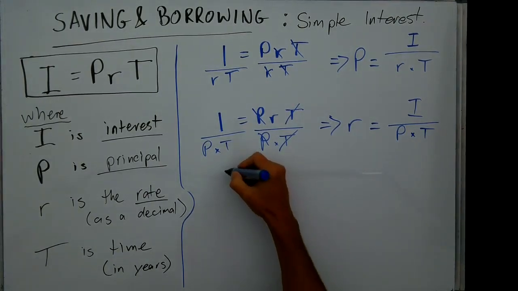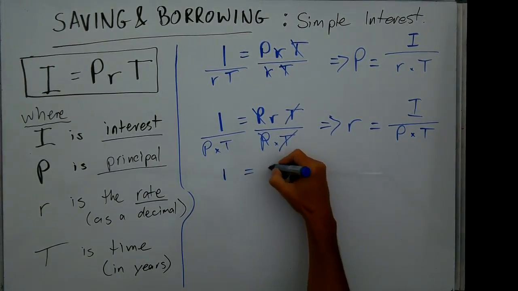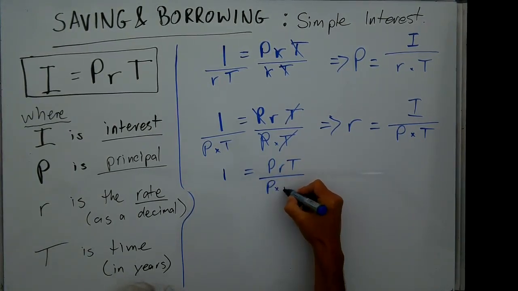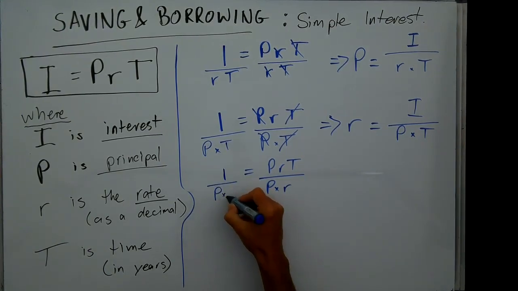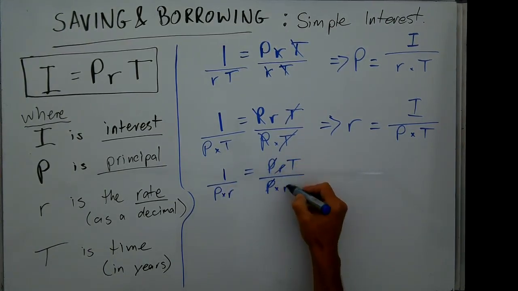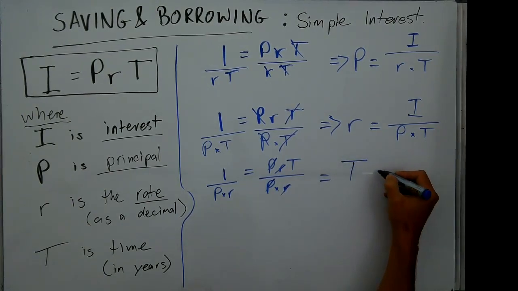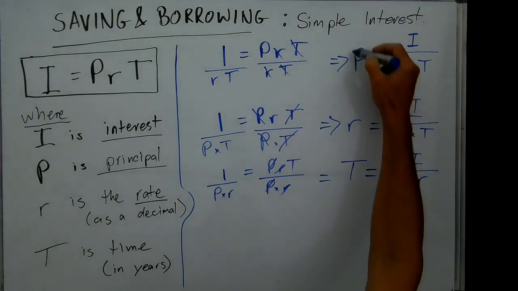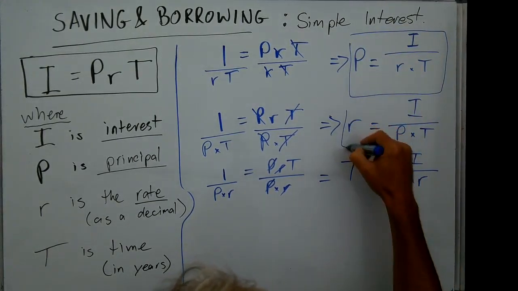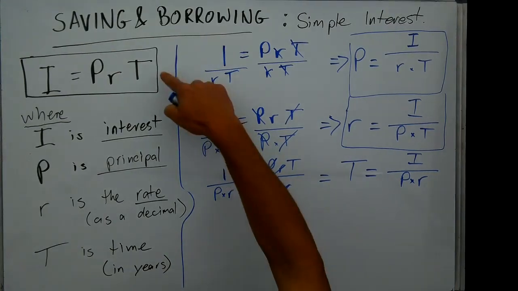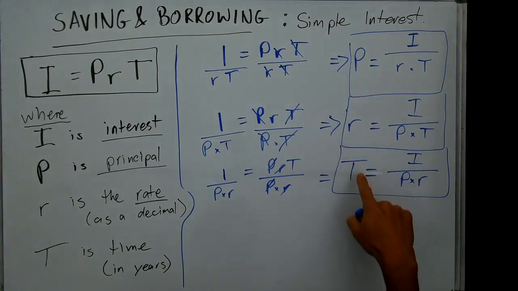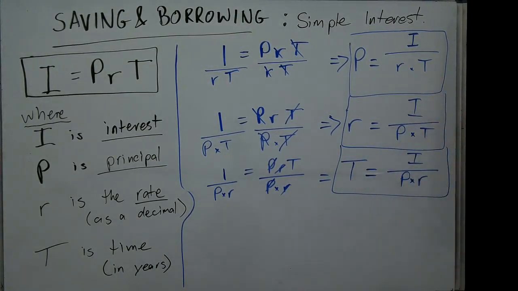Likewise, I'll just write it out again, I = PRT, and we're dividing this time by the principal times the rate. So that cancels with that, that cancels with that. We find out that the time equals the interest divided by the principal times the rate. So here we have three rearrangements of the formula. That is, it allows us to work out P, R, or T if we know the other variables.